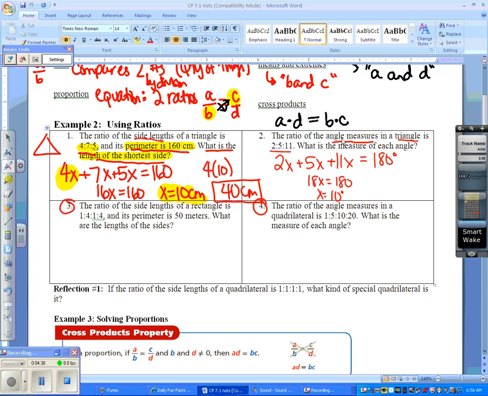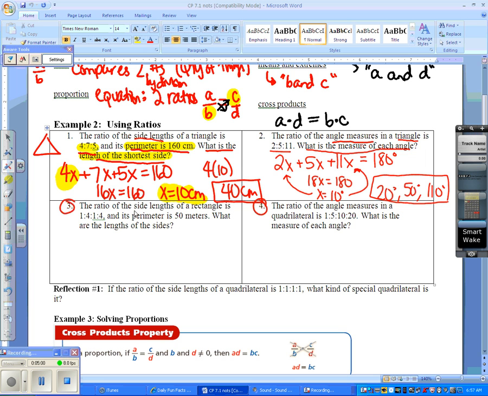Then we look at the question: what's the measure of each angle? So we plug it in 3 times this time. 2 times 10 is 20 degrees. 5 times 10 is 50 degrees. And then that other angle would have to be 110 degrees. We can check our work by noticing that they all add up to 180 degrees.